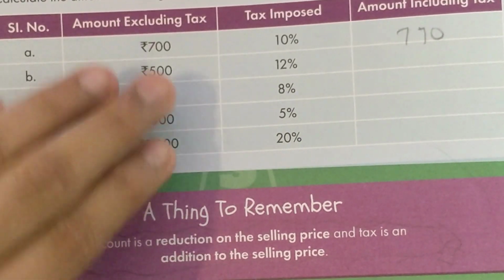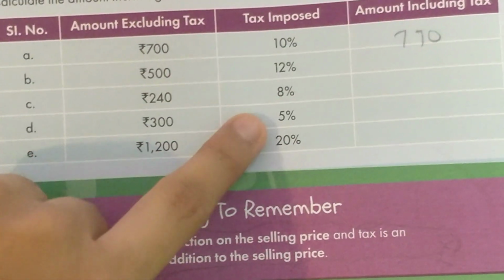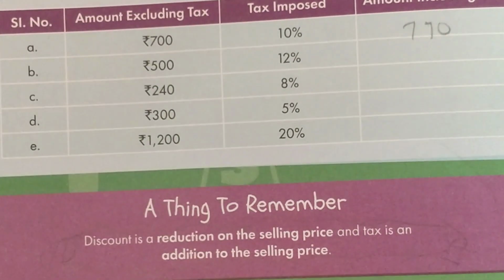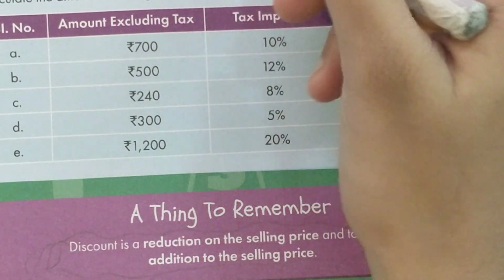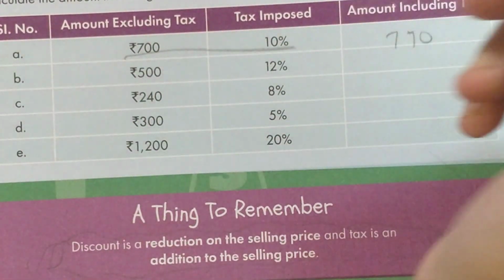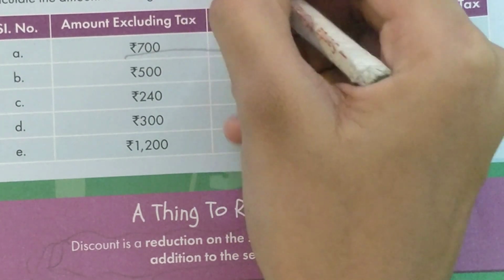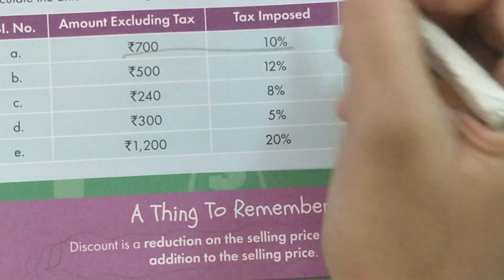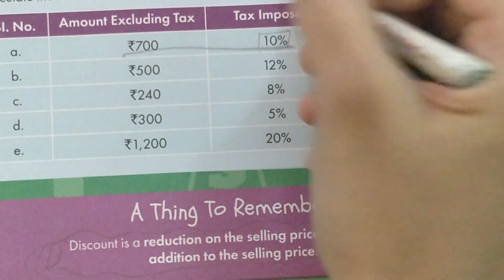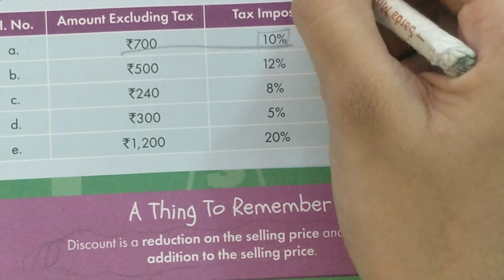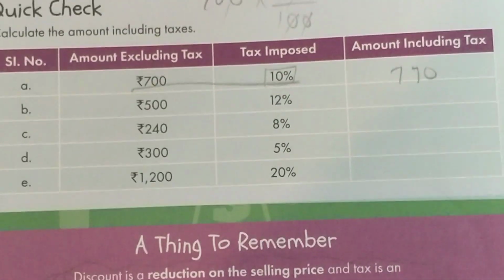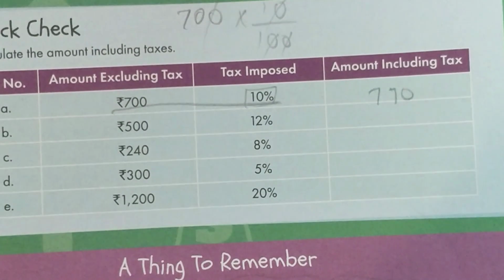The amount given is without tax, and the tax is 10%. They have given it as 10%, so we have to find the amount. I'm just doing the first one so that you guys can do the rest. It's 700 into 10%. The tax percent is 10, right? So we're going to put 10 by 100. Obviously, we're going to strike this 0, strike this 0. Oops, I'm very sorry about that, I was not seeing the screen.